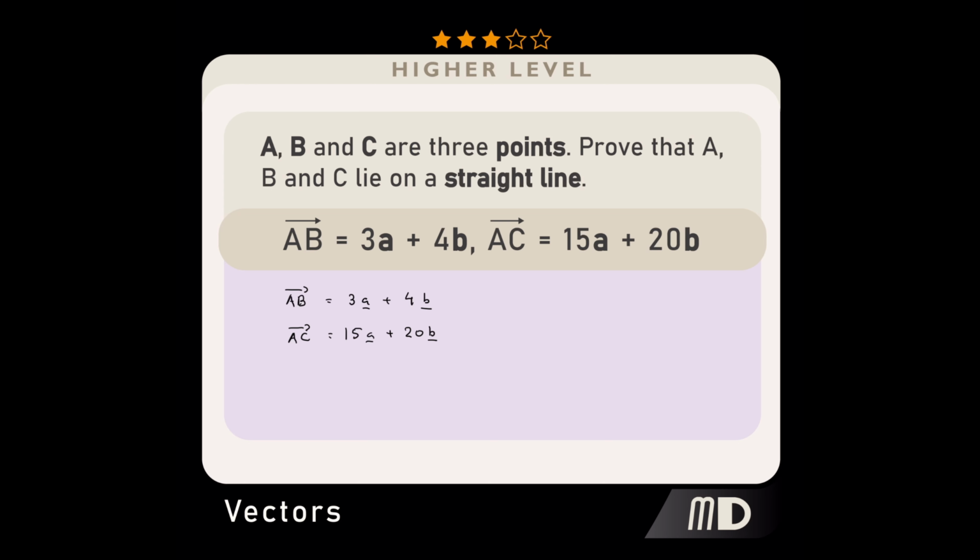Comparing the a components, the a component of AB is 3, and the a component of AC is 15. The ratio of their a components is therefore 15 divided by 3, which is equal to 5.